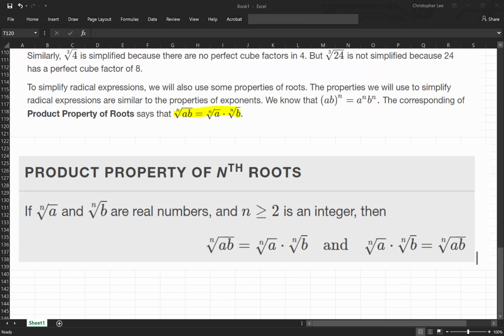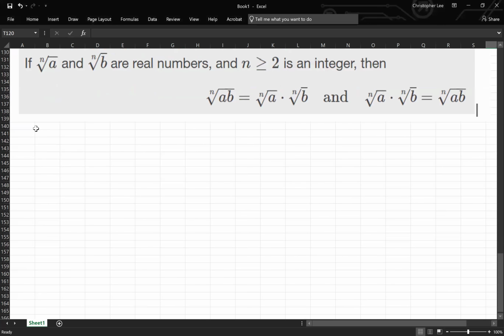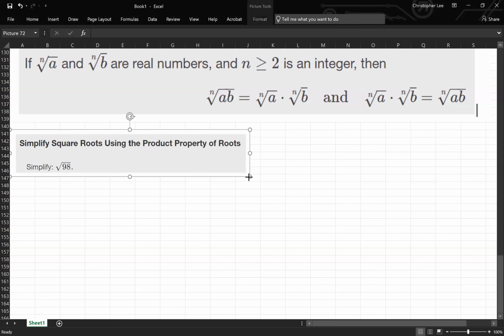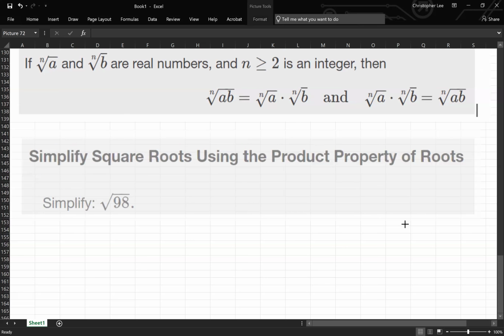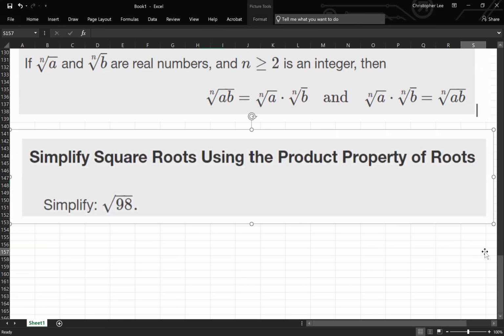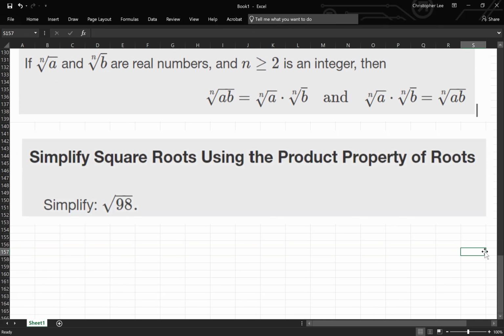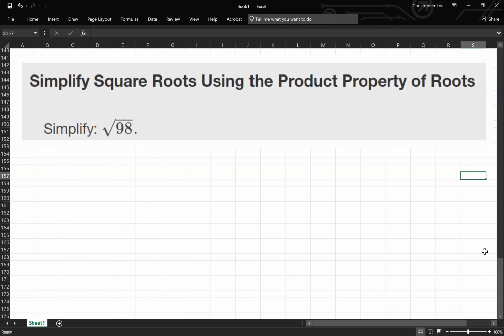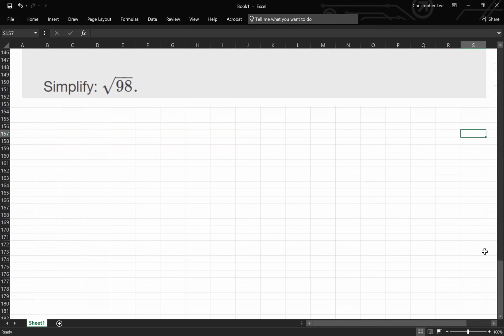So here's our first example. A little bit difficult, but we'll get through it. Here's what the question is asking. They're asking us to simplify the square root of 98. Simplify the square root of 98.